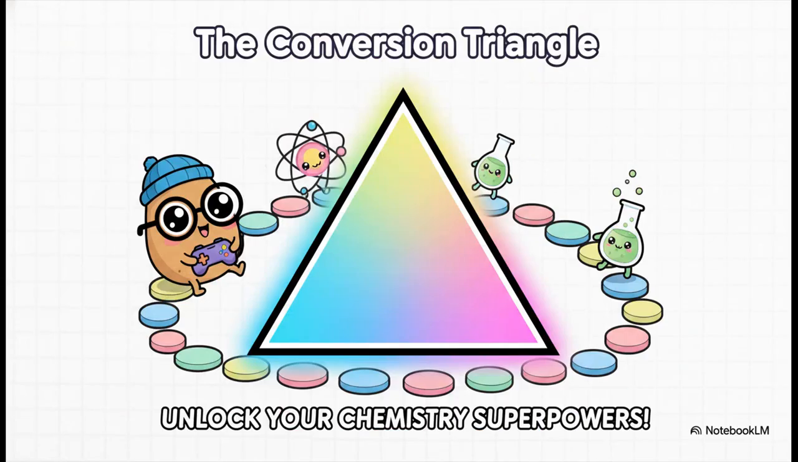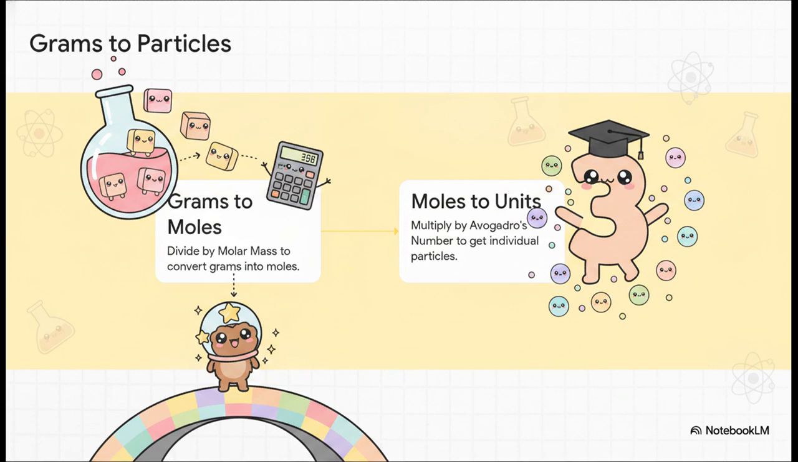Now that we finally have our bridge between invisible atoms and physical grams, we can use a highly practical tool, the conversion triangle. Think of the conversion triangle kind of like a universal currency exchange booth at an airport. You're just exchanging the currency of the invisible atomic world into the physical currency of the lab. Whenever you're faced with a calculation, always just start from the currency you have and follow the path. Let's trace the forward path first.